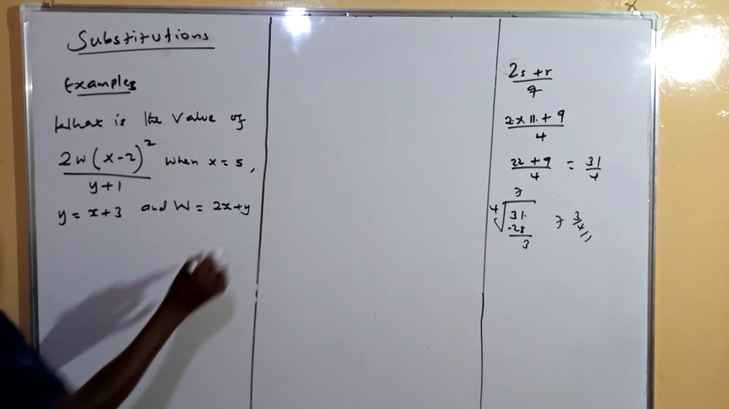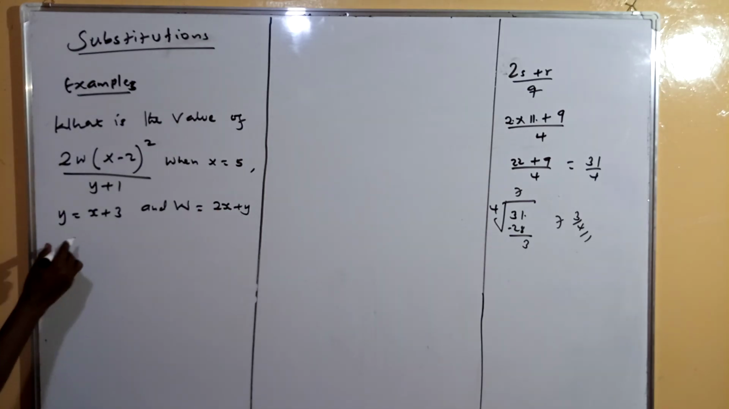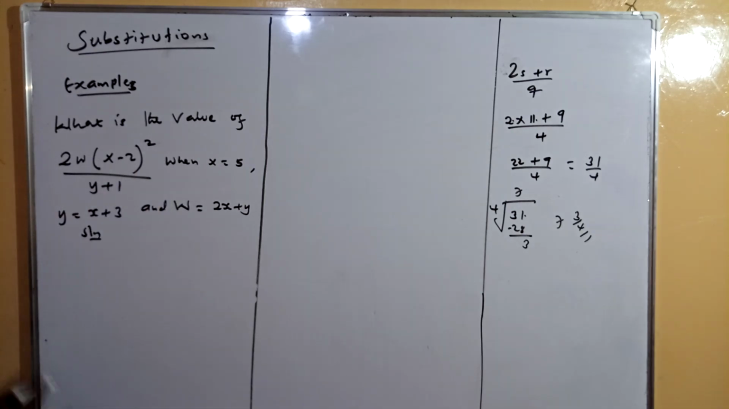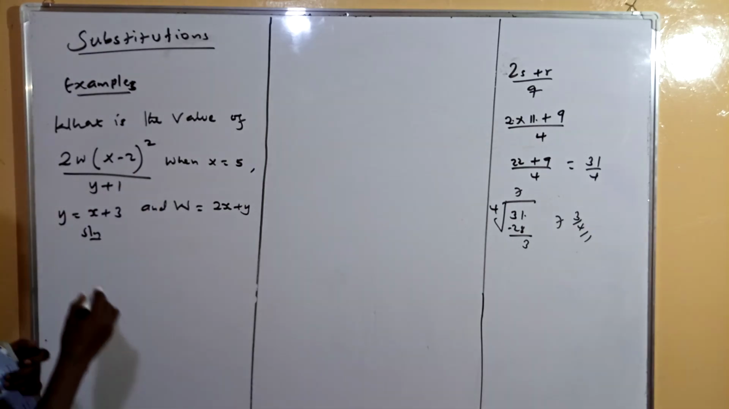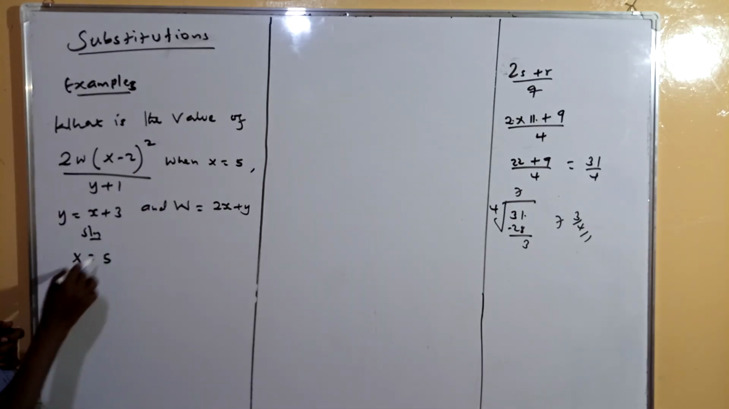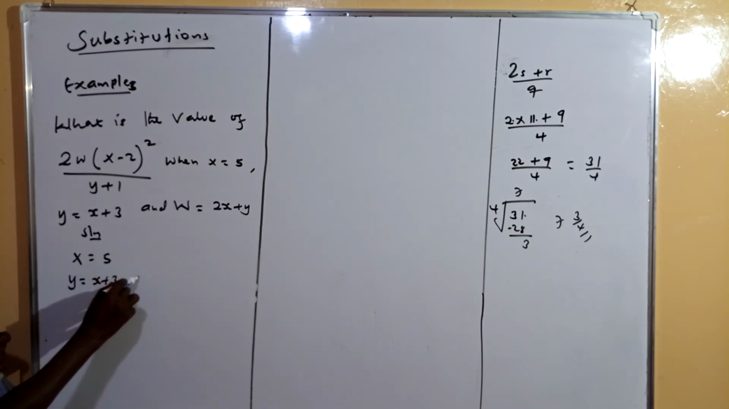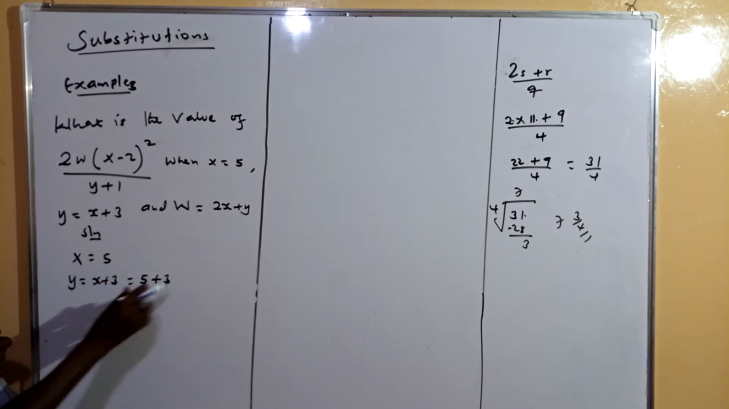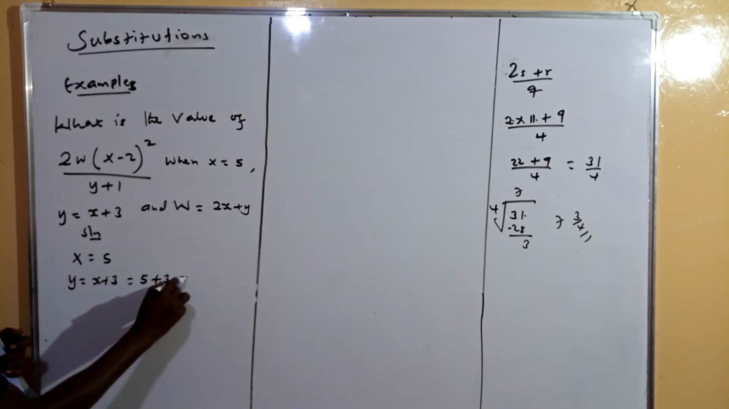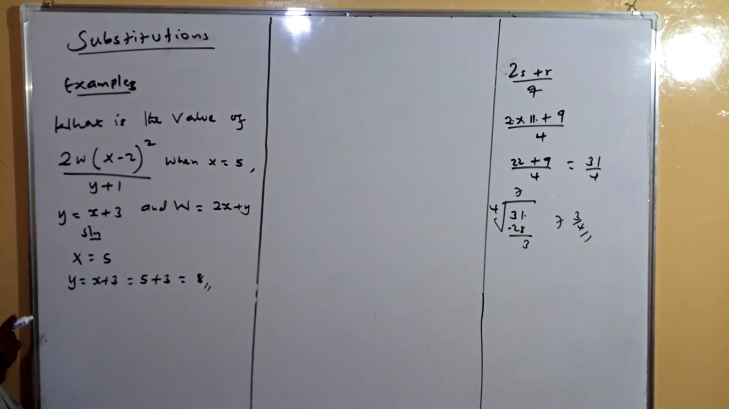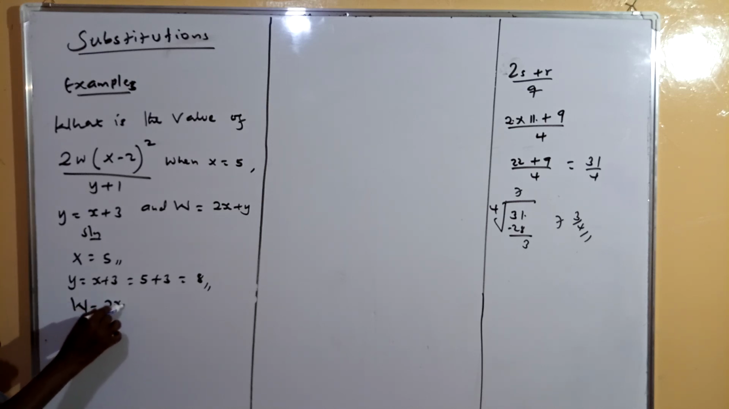2x plus y. Now what you're going to do is, when we come to the solution, we will get the accurate values of the letters. So x is what? X is 5. Then you're told y is equal to x plus 3. X is 5 plus 3, so this will be 5 plus 3 because x is 5. So this will give us what? 8.